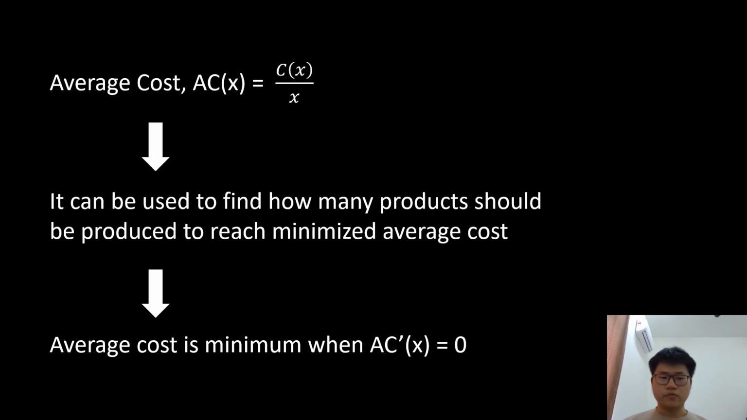Then we can talk about the average cost, which is where we divide the cost function by x, the total number of items sold. It can be used to find how many products to produce to reach the minimized average cost. Because we set the first derivative of the average cost function to be 0, then x will be the number of products we want to find, and it minimizes the average cost.